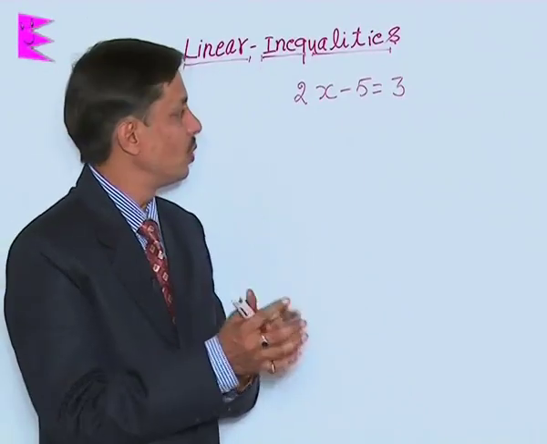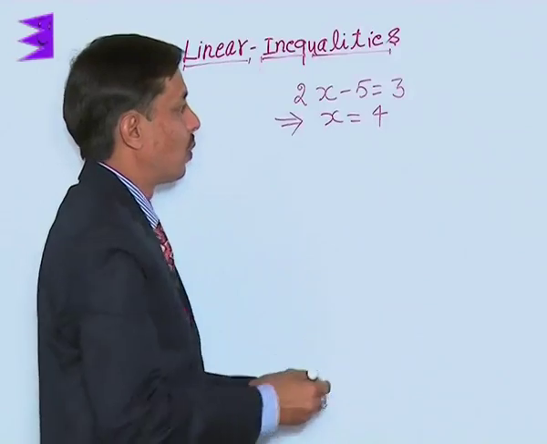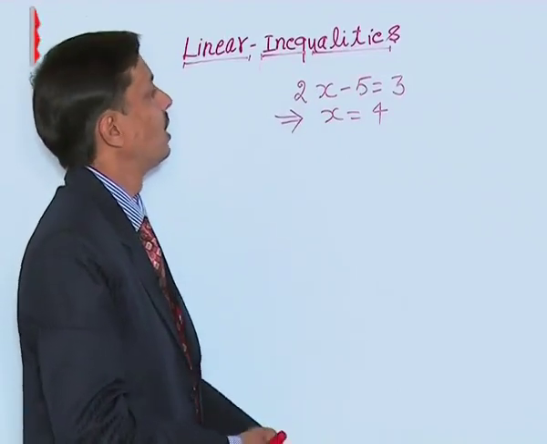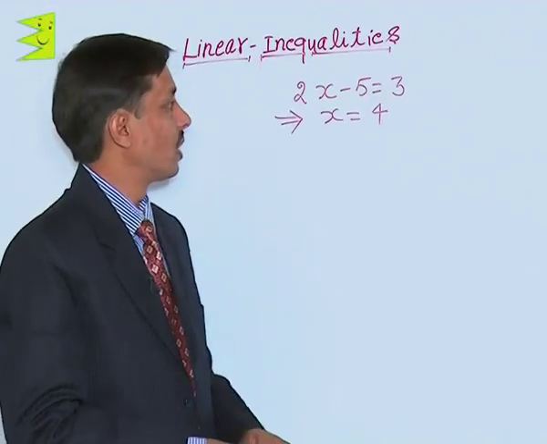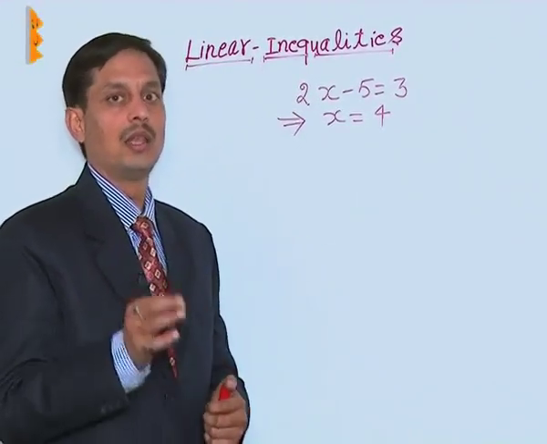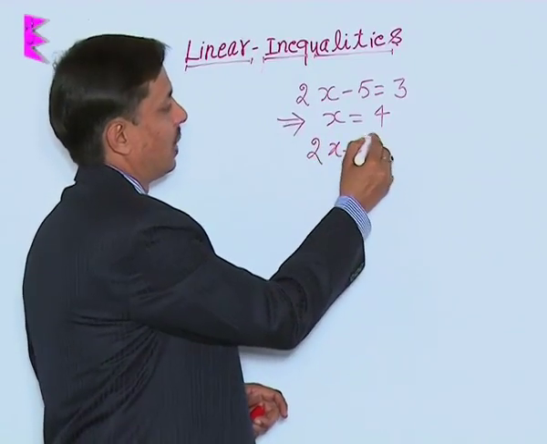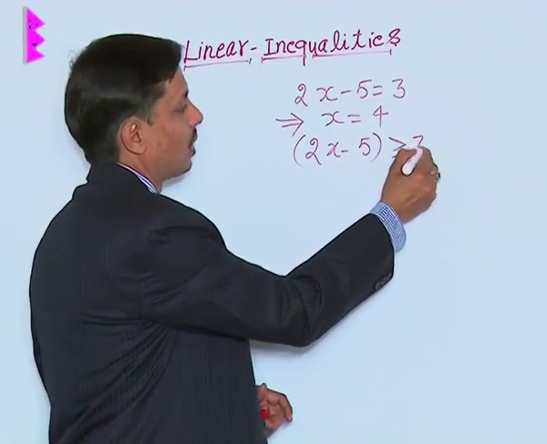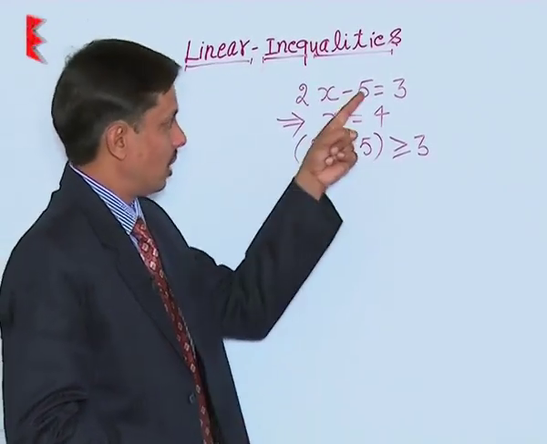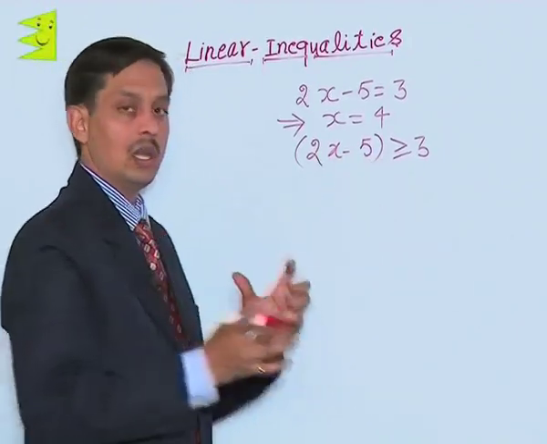So if I ask you to solve, your answer in a few seconds will be x is equal to 4. It is the only value which will satisfy this linear equation 2x minus 5 is equal to 3. Now the problem is how to convert a linear equation into a linear inequality. To convert, we have to see 2x minus 5. If it is not equal to 3, suppose it is greater than or equal to 3, then as this equality sign is converted into the sign of inequality, this becomes a linear inequality.